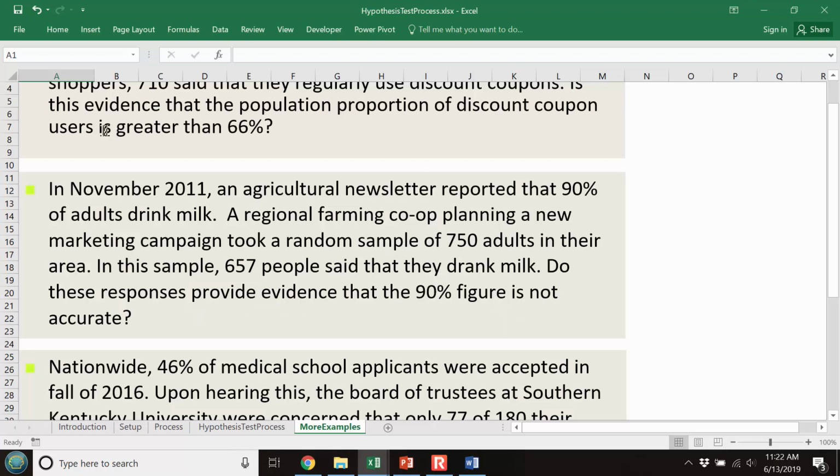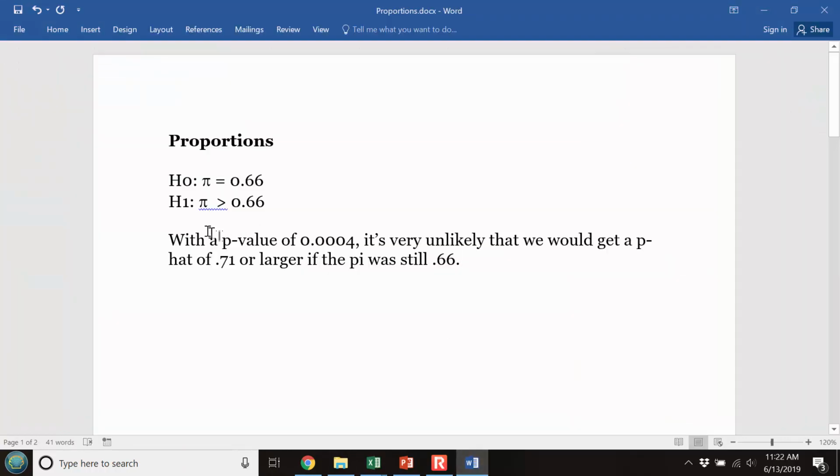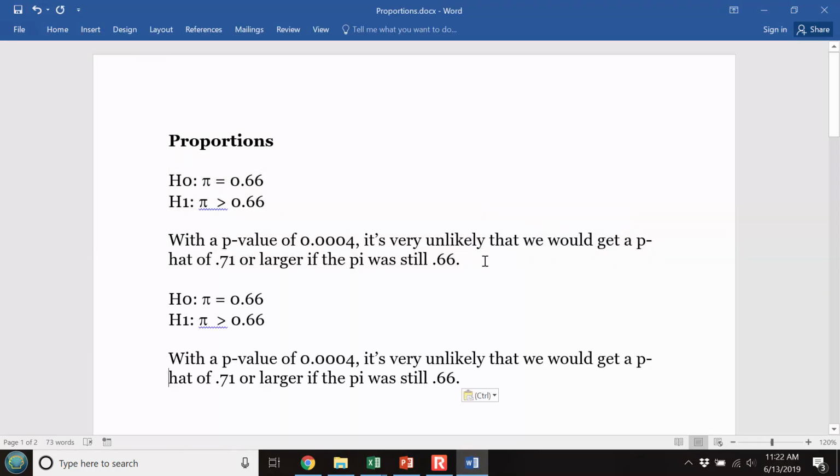Now I want to look at the wording here. The question here was, is the population greater than 60? Here it just says, is 90% not accurate? That's going to change how we write our hypotheses. So let's go back and set this up for the next one.